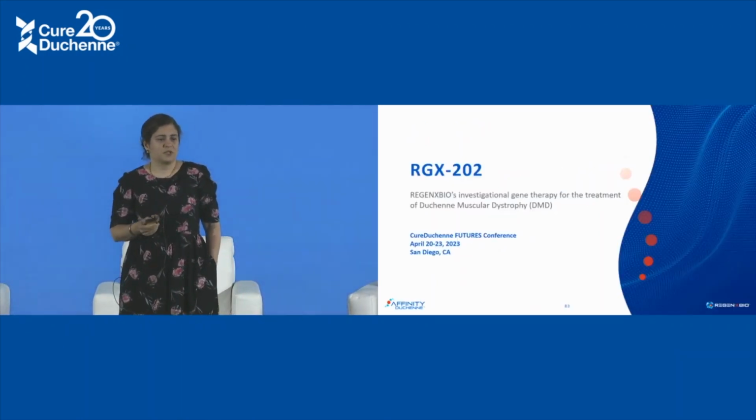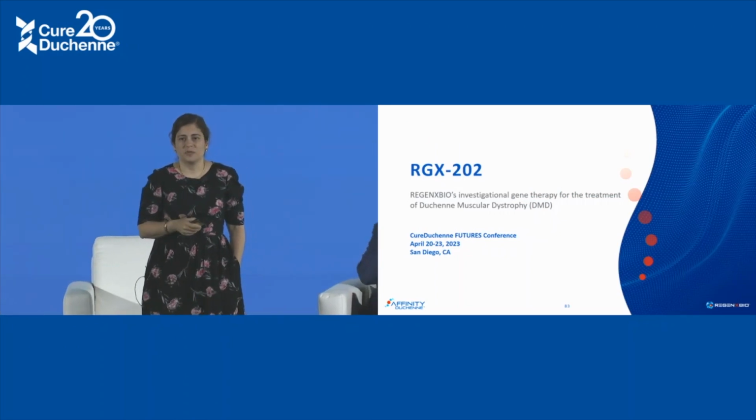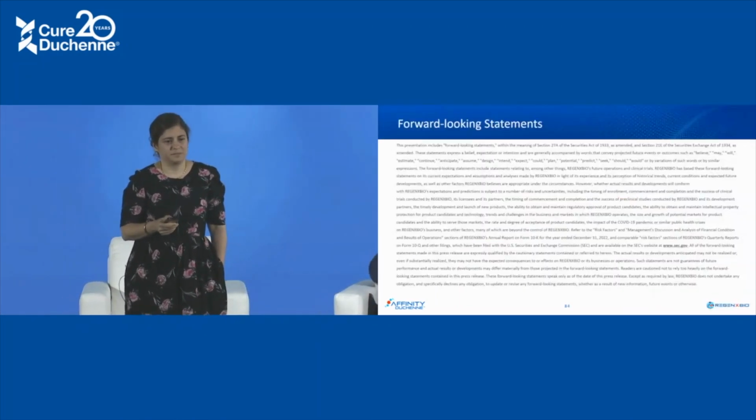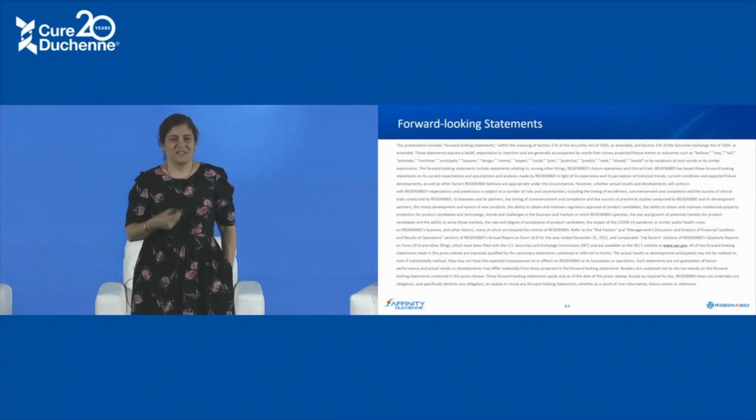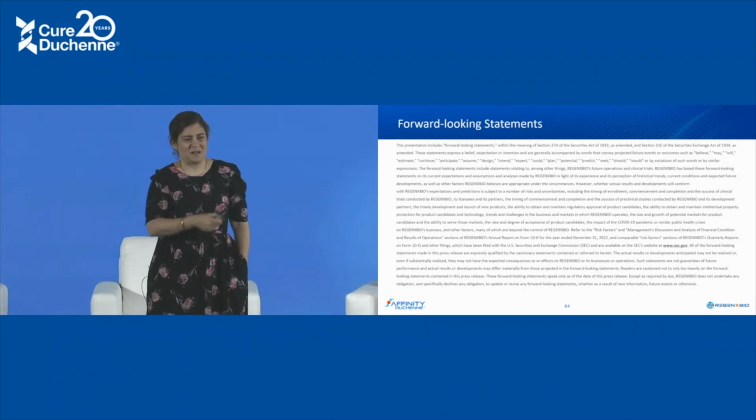RGX-202 is our investigational gene therapy treatment for Duchenne muscular dystrophy. As you've seen in the prior slides, we also have forward-looking statements that I won't go through.